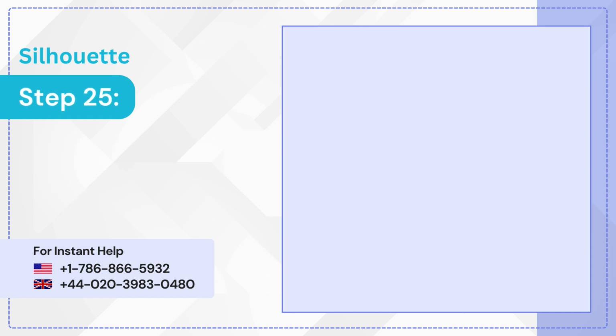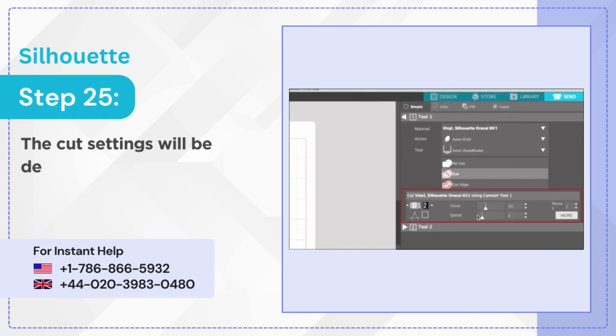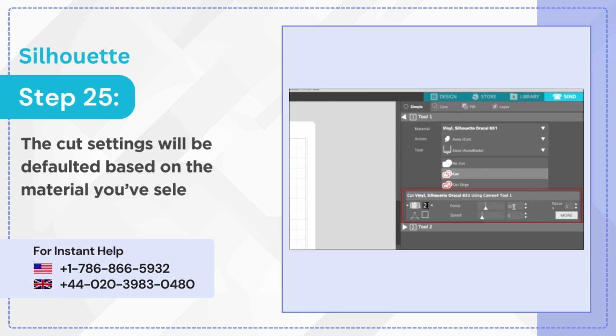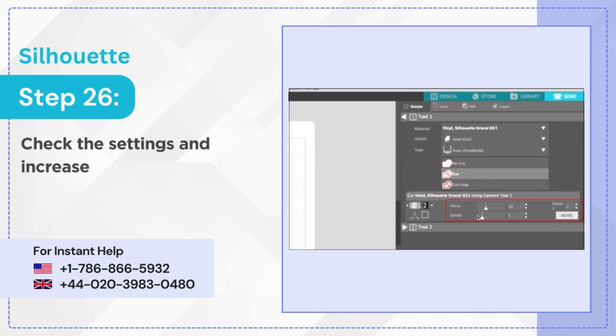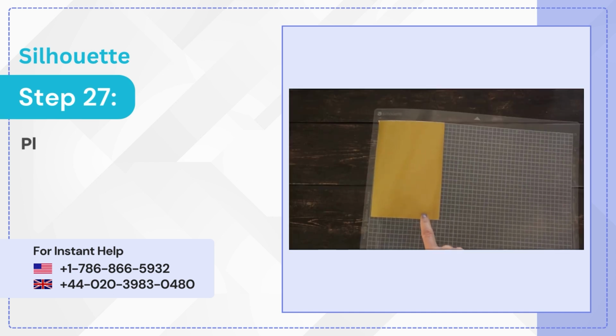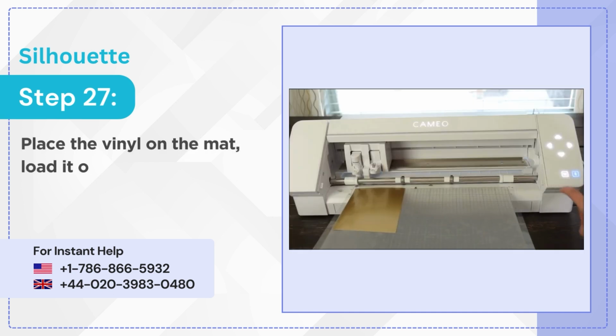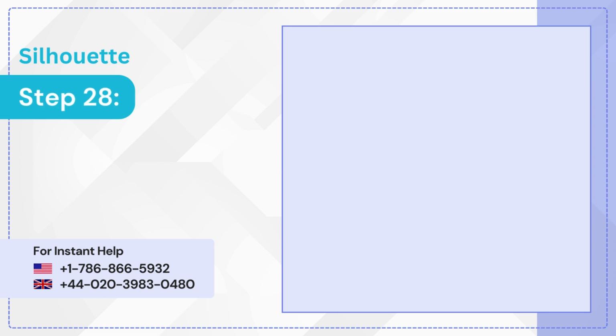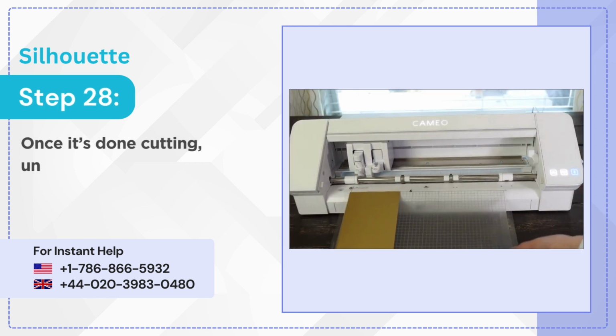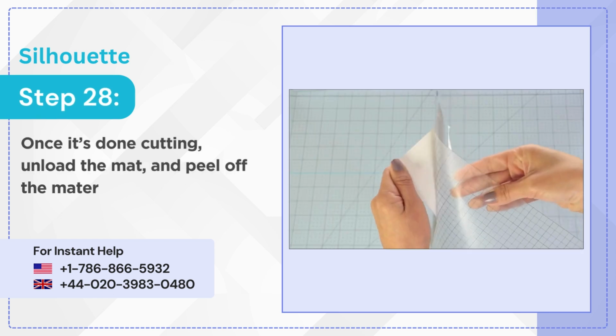Step 25. The cut settings will be defaulted based on the material you've selected. Step 26. Check the settings and increase the force, speed or passes as required. Step 27. Place the vinyl on the mat, load it on and start cutting. Step 28. Once it's done cutting, unload the mat and peel off the material from the mat.